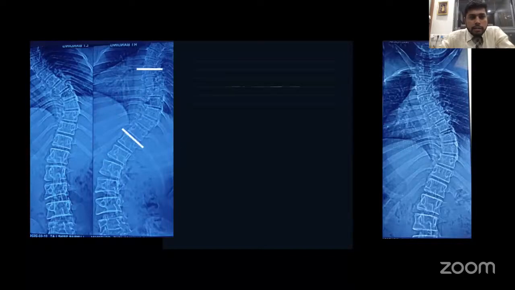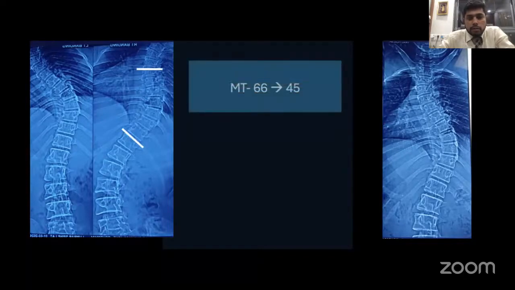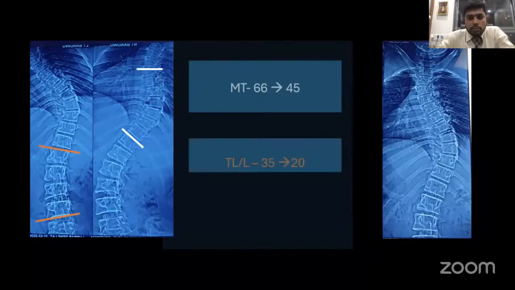On bending X-rays, the main thoracic curve changed from 66 to 45. So it's a structural curve. The lumbar curve almost straightened up, as you said clinically. It's almost 20 degrees and it's a non-structural curve. So we classified it as a Lenke type 1 curve.